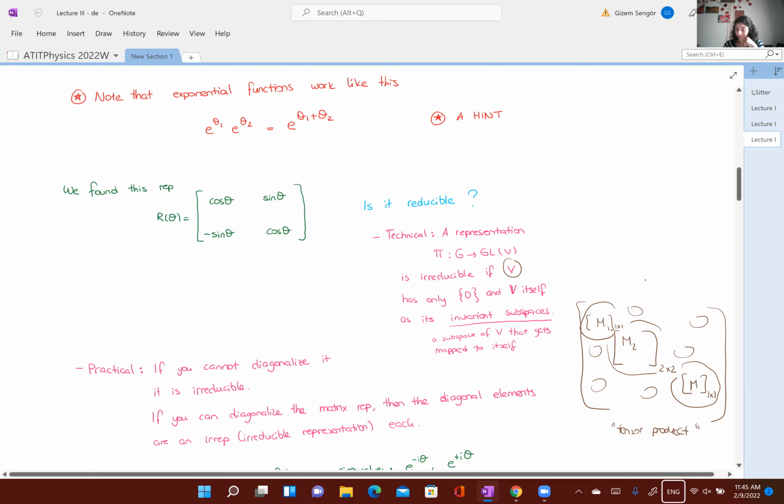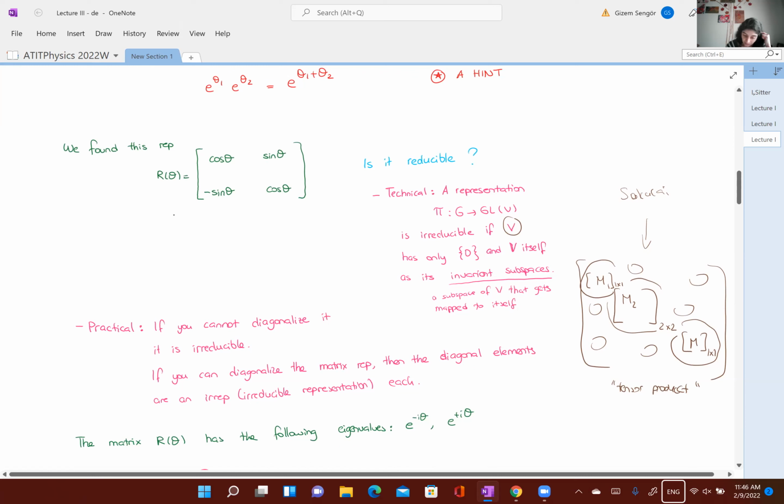Now, if you are taking an advanced quantum mechanics class, this is the picture you see in front of Sakurai, if that's your book. That's actually what it is referring to. And somewhere inside the book, it talks about this when it talks about spin. But so in practice, this is what it means. If you're given a matrix, you're told this is the representation. If you can diagonalize it, it means it's a reducible representation. If you cannot diagonalize it, that means you have your irreducible representation at hand.